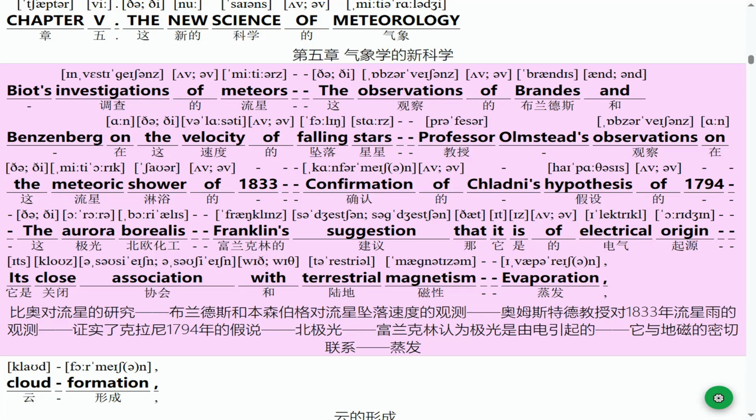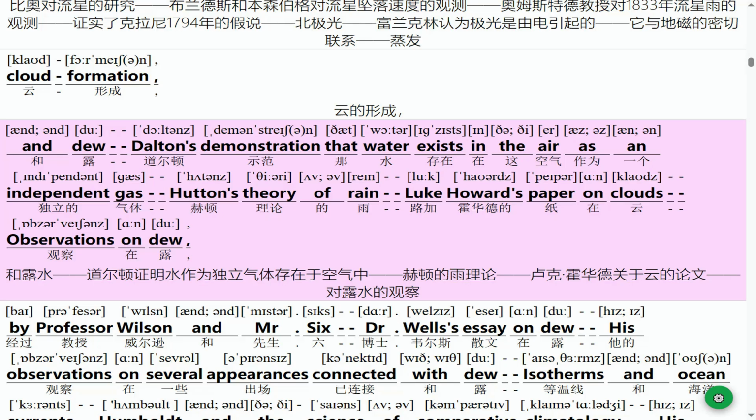By its investigations of meteors, the observations of Brandes and Benzenberg on the velocity of falling stars, Professor Olmsted's observations on the meteoric shower of 1833, confirmation of Chladni's hypothesis of 1794. The aurora borealis, Franklin's suggestion that it is of electrical origin, its close association with terrestrial magnetism, evaporation, cloud formation, and Dalton's demonstration that water exists in the air as an independent gas. Hutton's theory of rain.